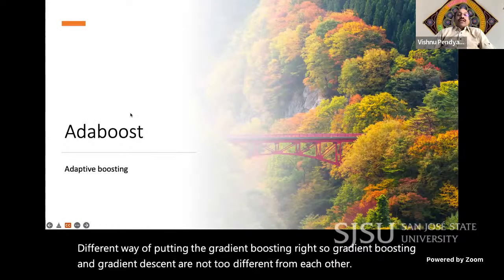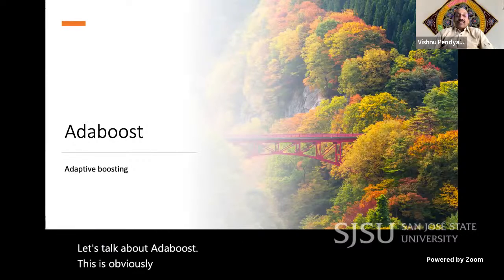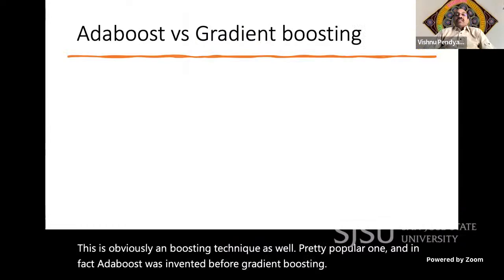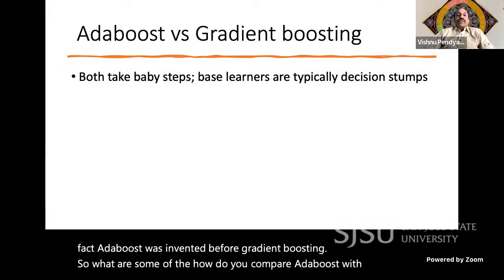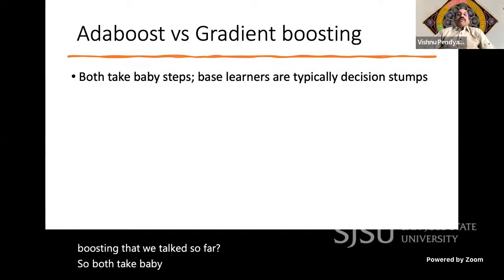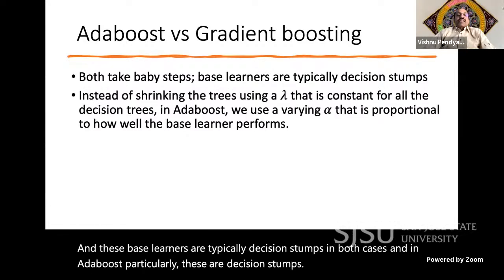Okay, now let's talk about Adaboost. This is obviously a boosting technique as well, a pretty popular one. In fact, Adaboost was invented before gradient boosting. So how do you compare Adaboost with the gradient boosting that we talked about so far? Both take baby steps. The baby steps are base learners, and these base learners are typically decision stumps in both cases. In Adaboost particularly, these are decision stumps, right?